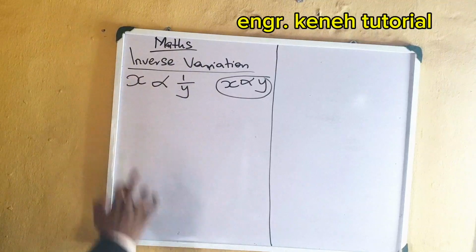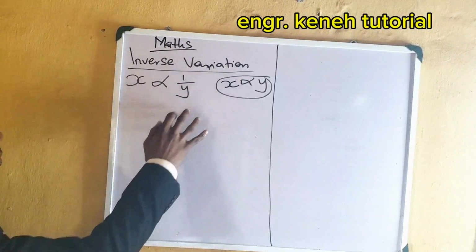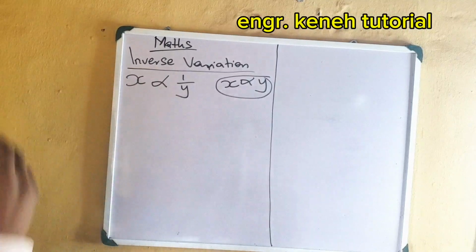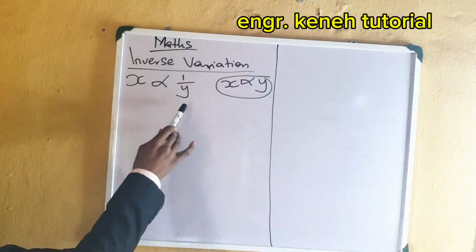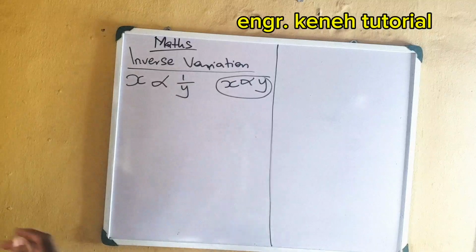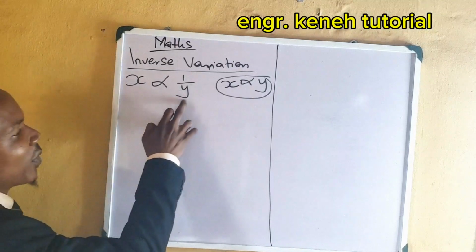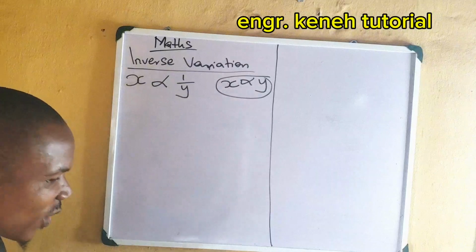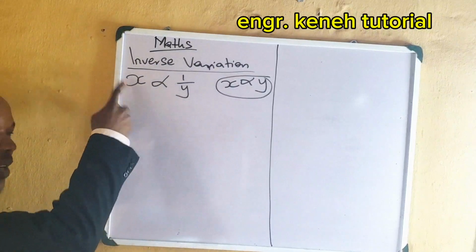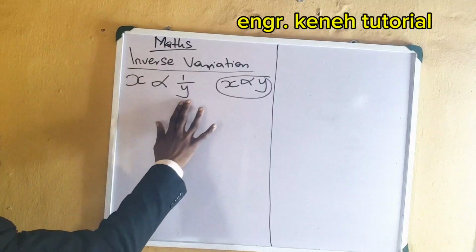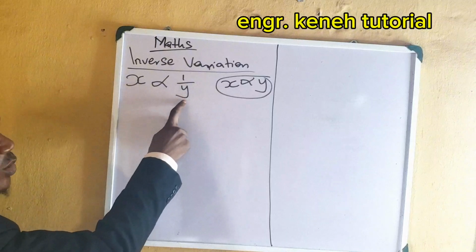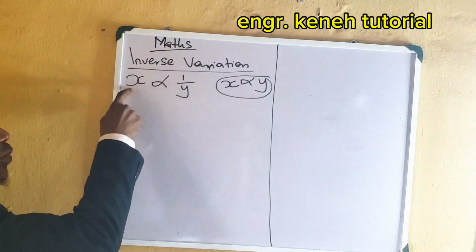Meaning that if x is increasing, y will be decreasing. If y is decreasing, x will be increasing. So when you have increase here, there should be decrease here. When you have decrease here, there should be increase here. So when the opposite of what is happening to this is happening to this, you say that they vary inversely. And it is happening to this as a result of what is happening to this. It's not that something negative is happening to this one. No. The opposite of what is happening to this is happening to this, as a result of what is happening to this.